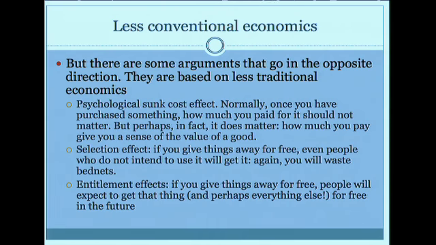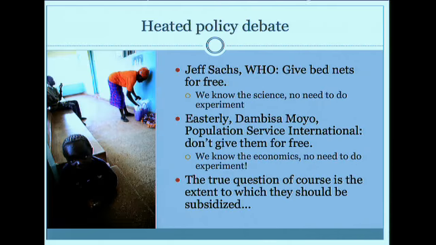So the argument against giving people bednets for free, or even subsidizing them, is that it is counterproductive in terms of distributing bednets. It's counterproductive because of the sunk cost effect, because of the selection effect, or because of this entitlement effect, that then nobody is ever going to want to buy anything, either a bednet or something else. These arguments are very reasonable. Both sides of the arguments are in principle very reasonable. And they might apply here, we just don't know. It's a very heated policy debate.